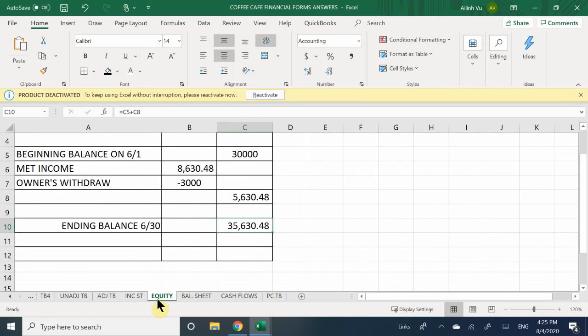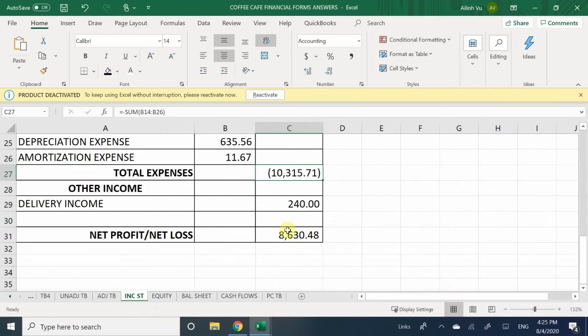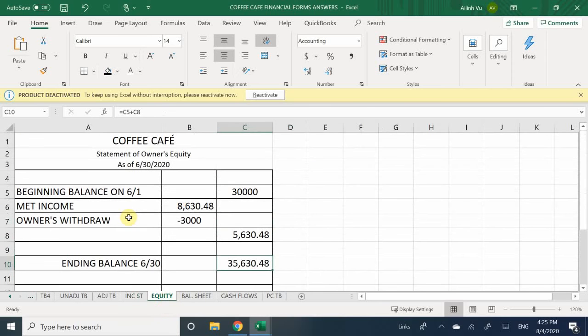Okay, so what I do is take that net profit from here and transfer it right into the statement of equity. In order to do the statement of equity, we start off with how much the company was valued at in the beginning of the month. Since we started our business in June, we originally started with $30,000. That's the value we began our company with. Then we either add our profit or subtract our loss.